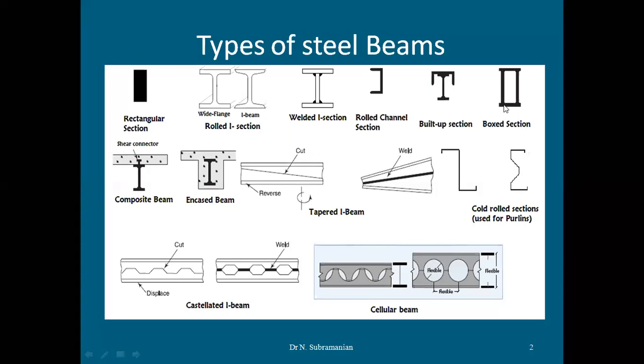When the transverse load is more, they are definitely going to use this kind of box section for bridges. You can see these kinds of steel girder bridges, which are called box steel girder bridges. Okay, composite beams.